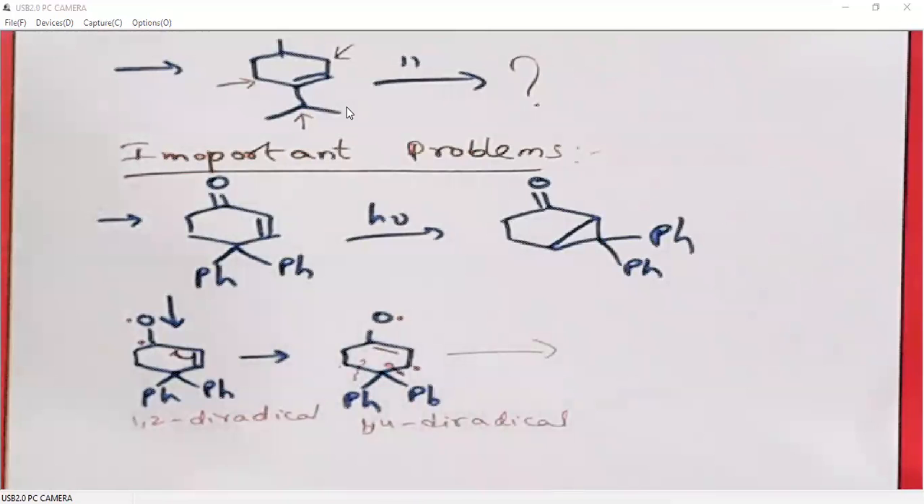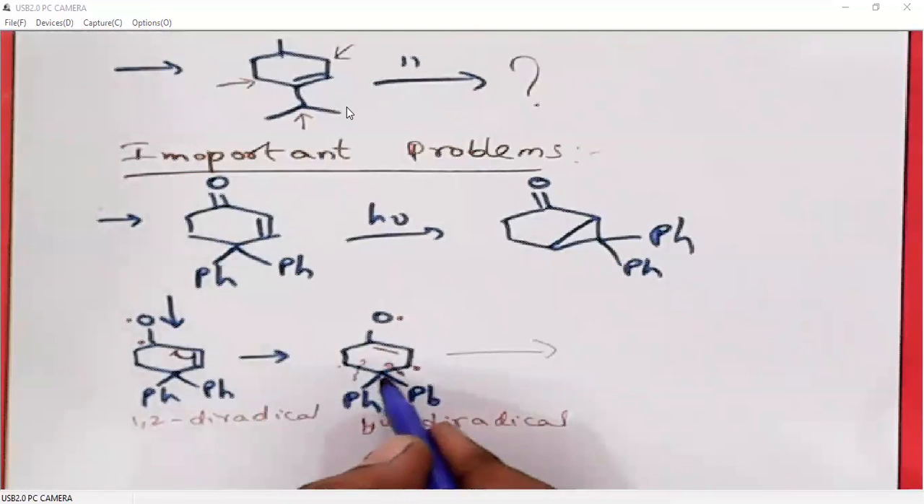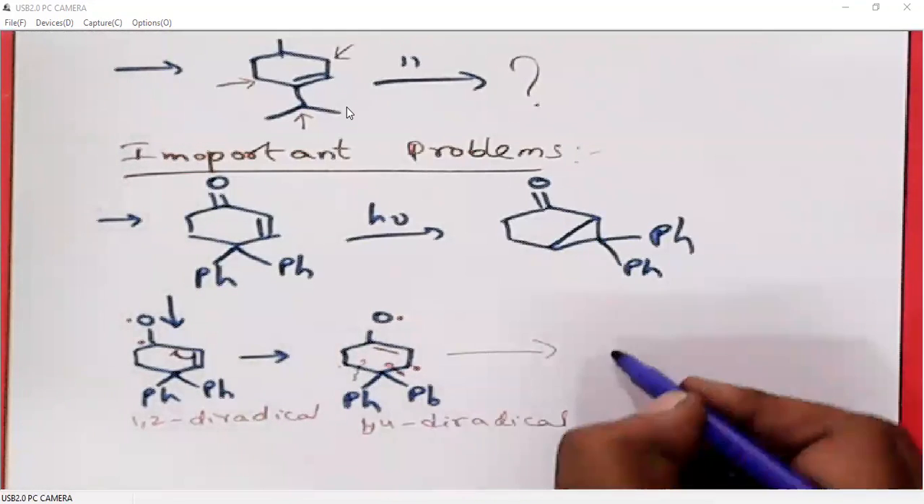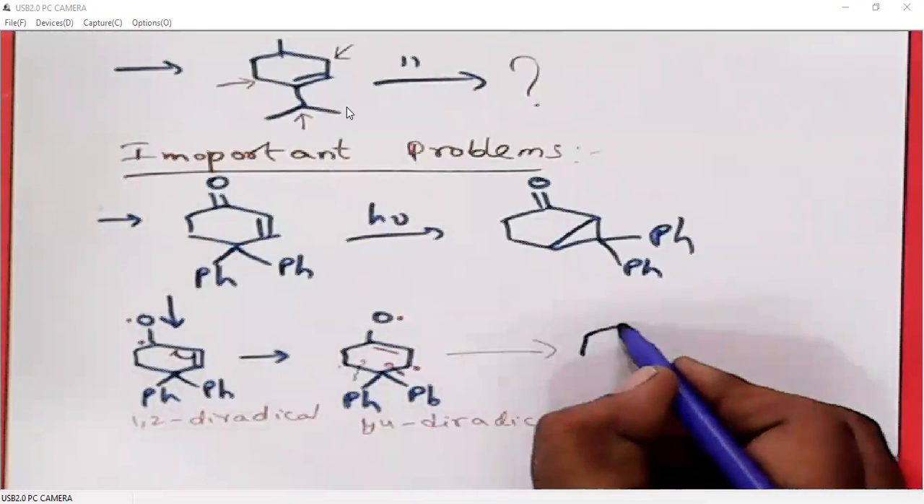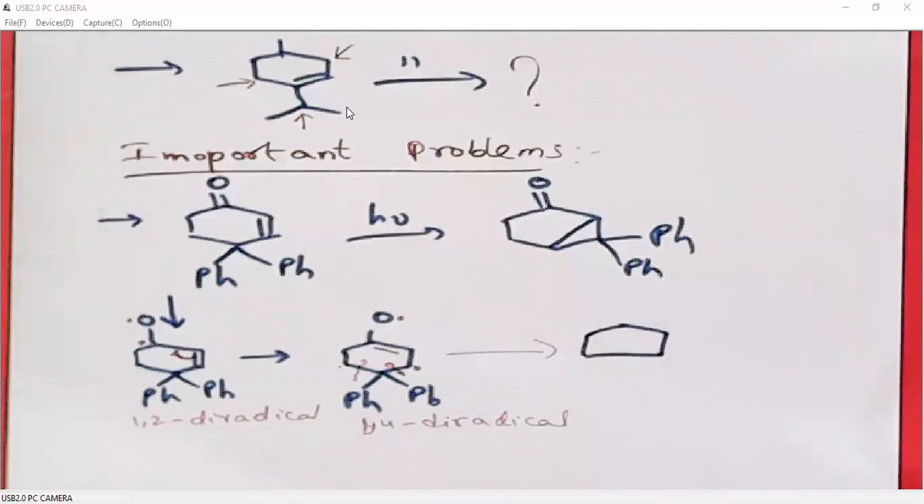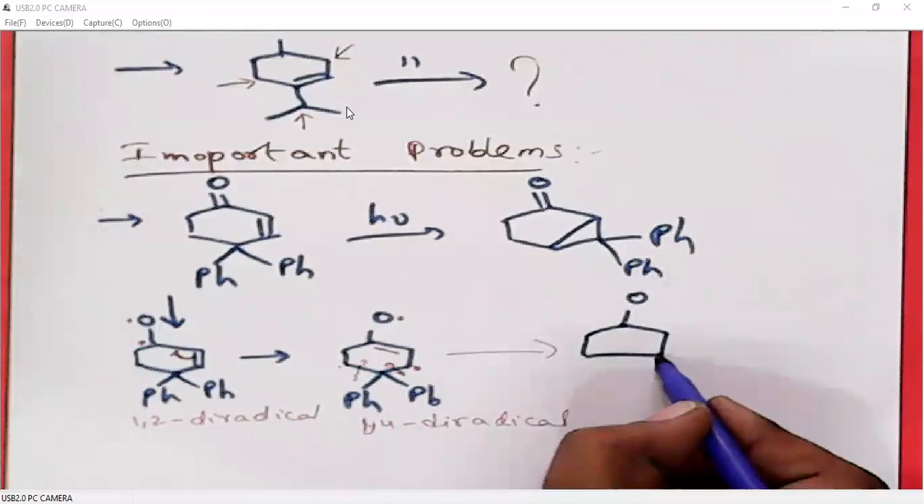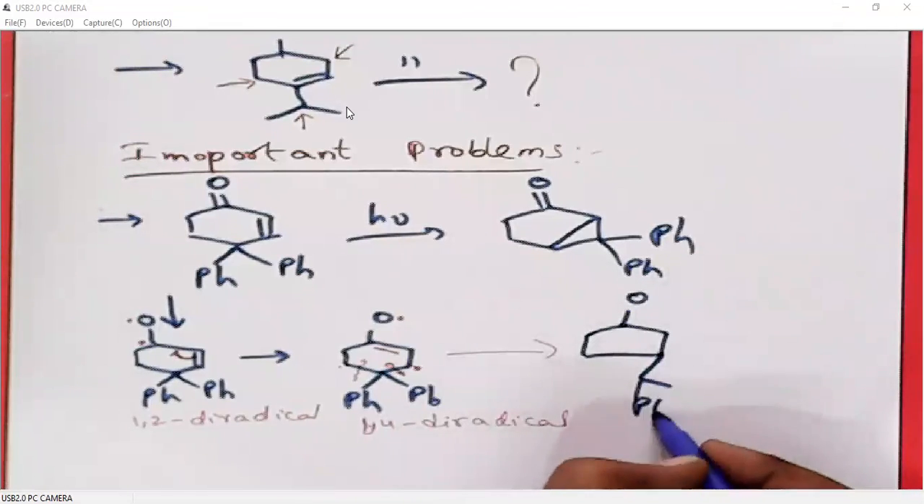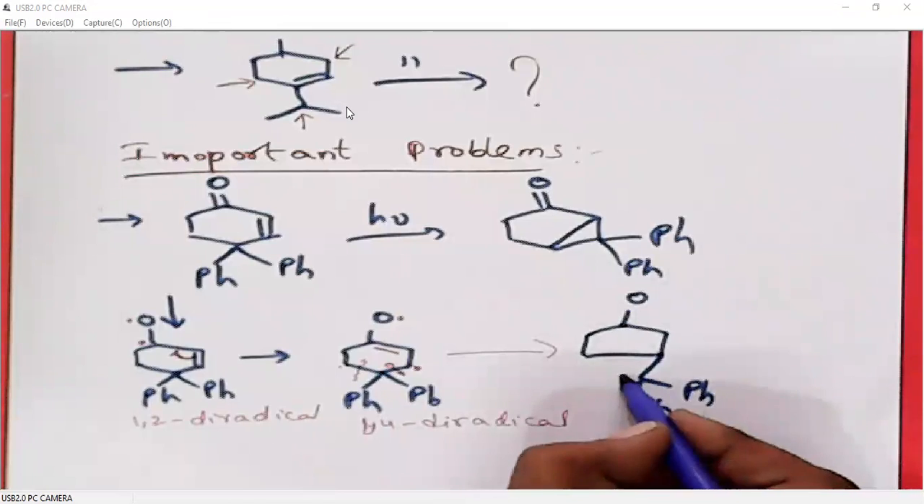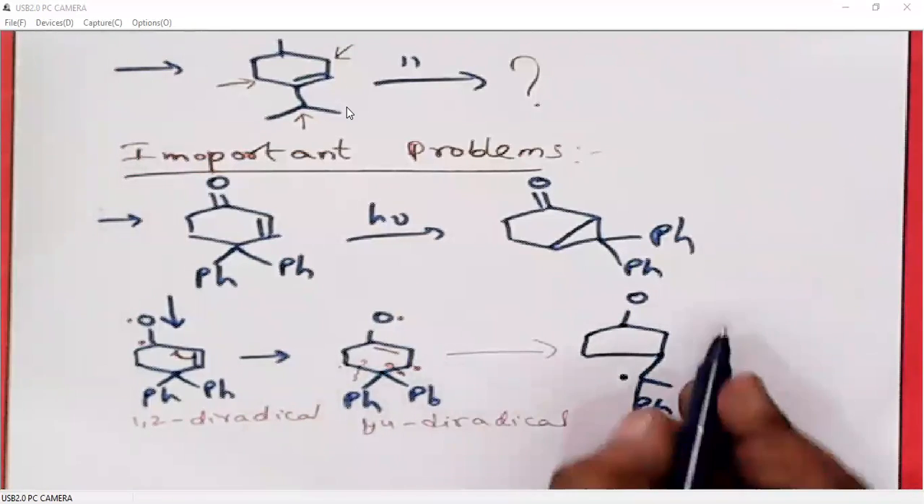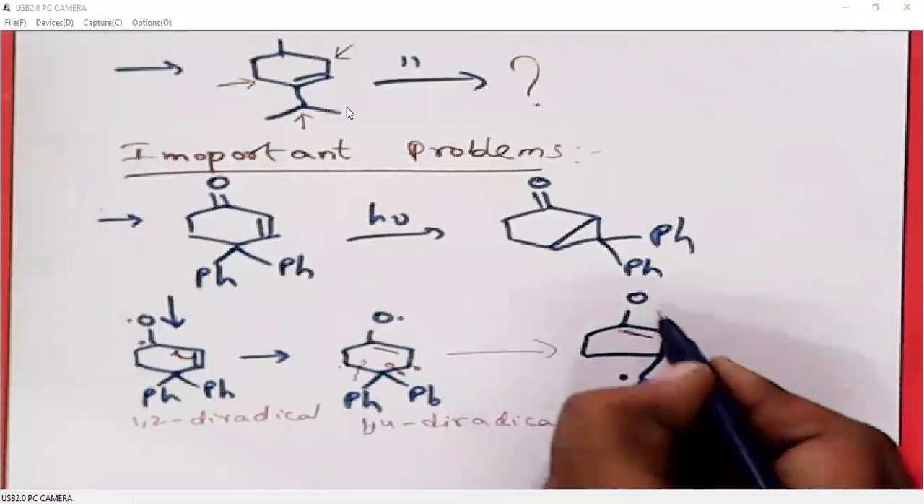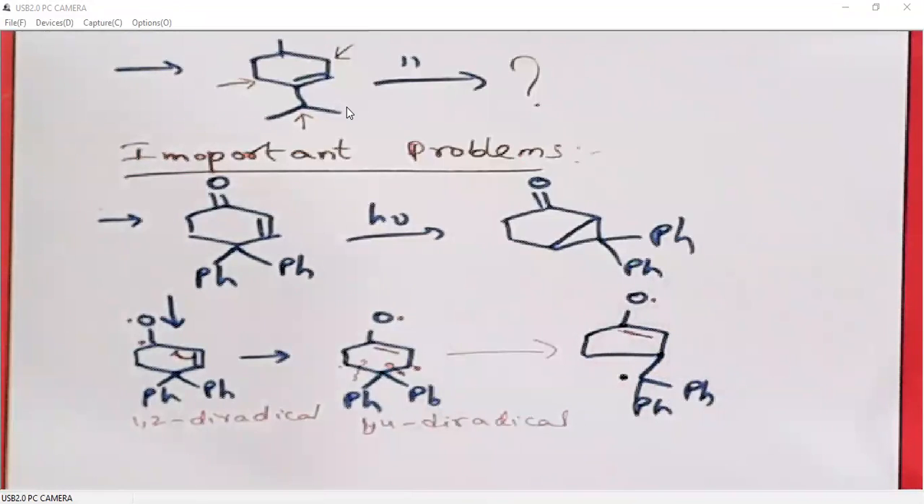So what will happen here is, it is 6-membered ring. Now it will become a 5-membered ring. And what we are generating? We are generating a tertiary 2 times benzyl radical. Of course, we have a double bond here, oxygen radical here.